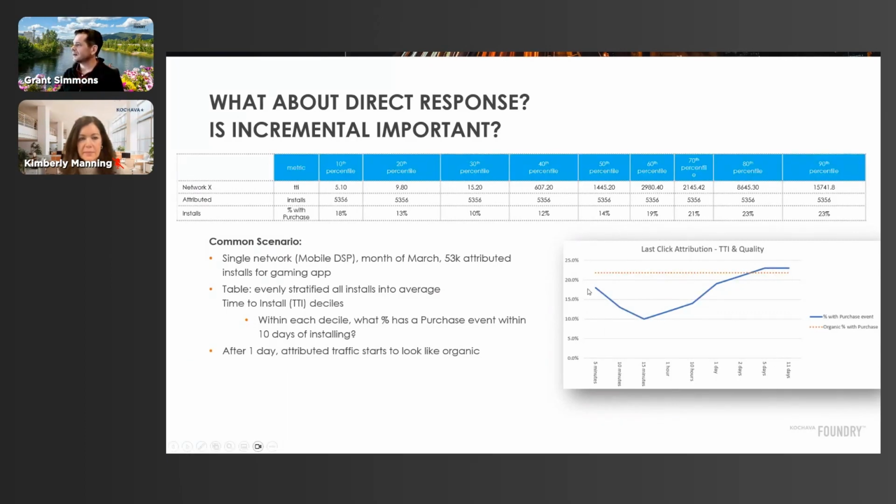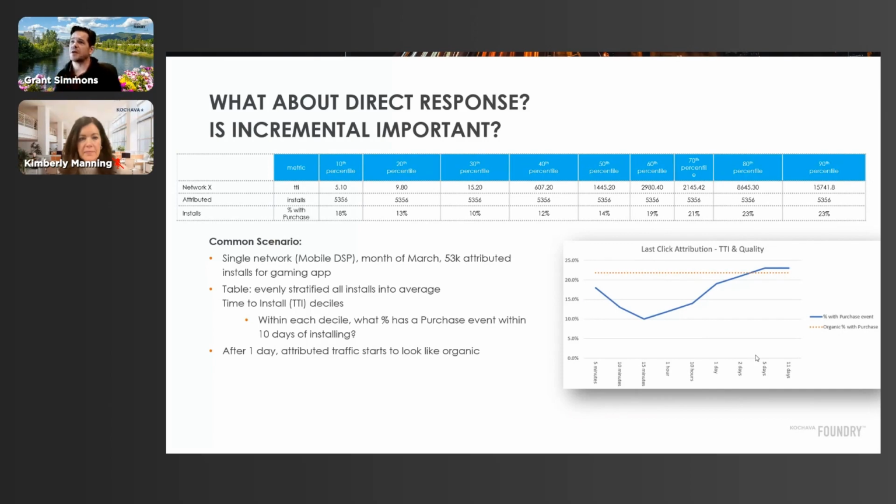This blue line is a measure of this 5,300, what percent of this 5,300 installs that happened really, really fast to the media had a purchase event in the next 10 days within the app. And we see that about 17%, 18% of the folks who responded really quickly to media had that quality event. But as we get further away from the ad, the quality goes down and then it goes back up again, such that if I saw the ad and I installed it 11 days from now, my quality is almost twice that as if I do that in a very narrow time frame. In fact, my quality is actually better than organic.